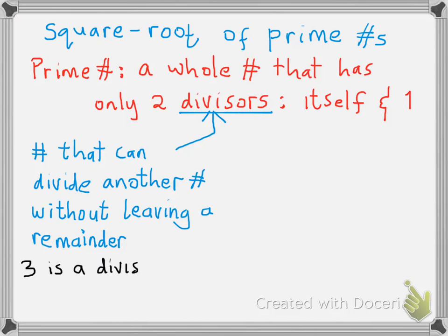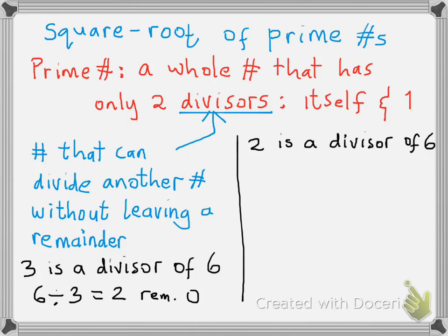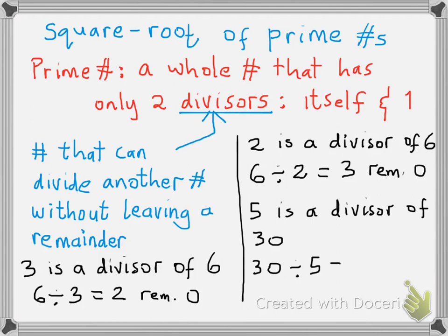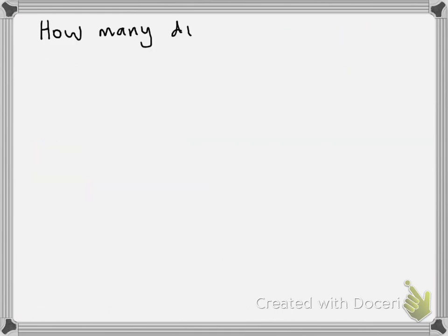For instance, 3 is a divisor of 6 because when you divide 6 by 3, you get 2 without a remainder. 2 is also a divisor of 6 because when you divide 6 by 2, you get 3 without a remainder. 5 is also a divisor of 30 because when you divide 30 by 5, you get 6 and there is no remainder as well. Now a quick question here. How many divisors does 6 have?